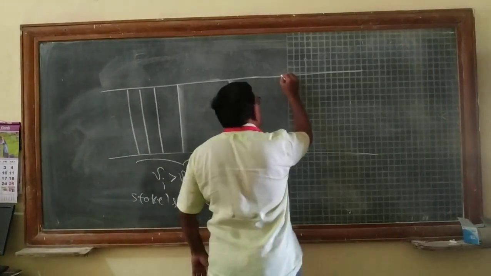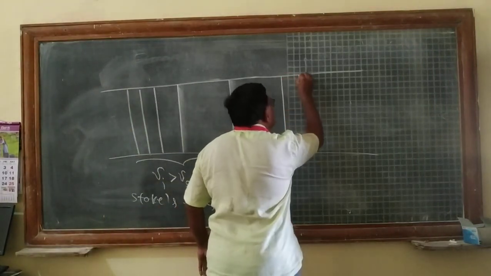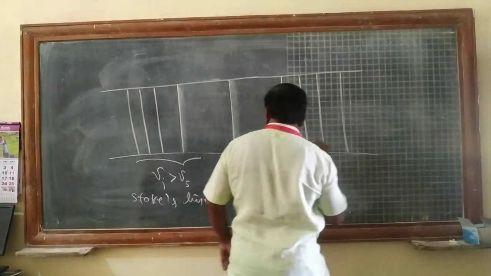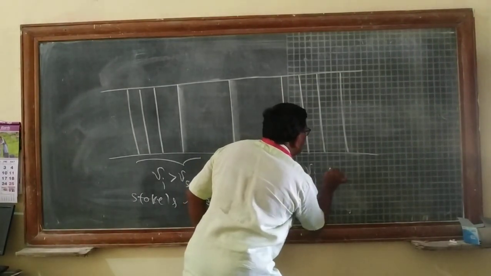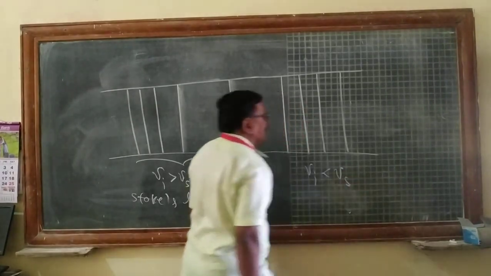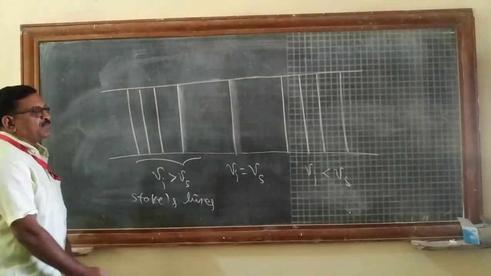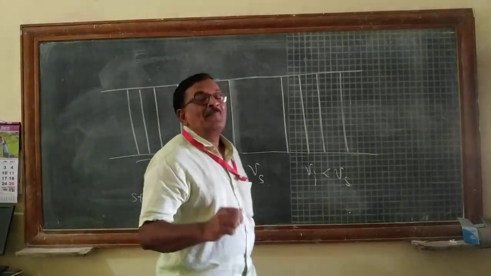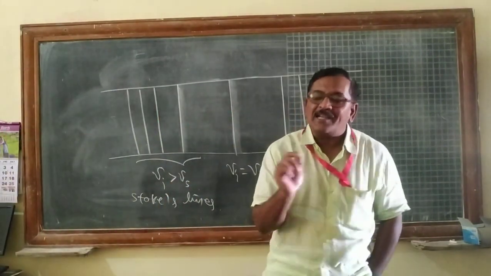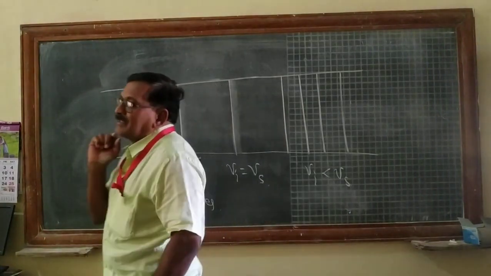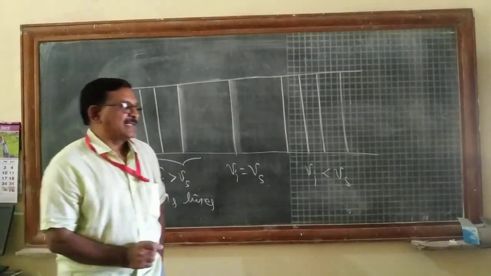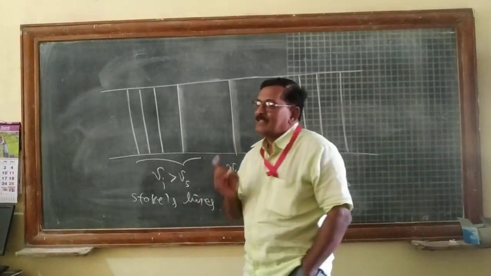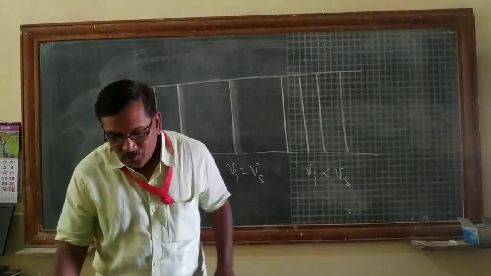Then this one will be called the anti-Stokes lines. The anti-Stokes lines means ν_I is less than ν_S. So ν_I less than ν_S means the intensity of the incident light is lesser than that of the scattered light. So that is called the anti-Stokes lines. So in Raman we observe the Rayleigh lines, the Stokes lines, and the anti-Stokes lines.